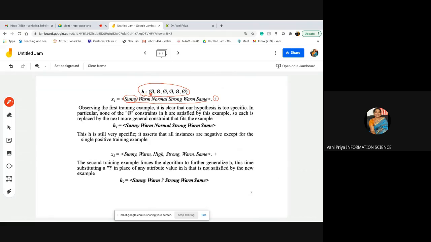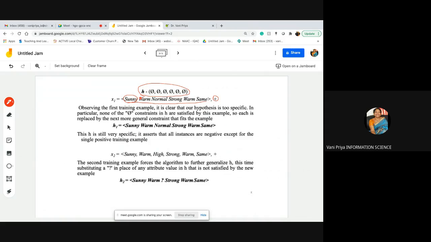Otherwise, if it is most specific and this is a specific value, then you have to change the hypothesis. That is the next more general constraint, that is H1. You are making it null for the most specific, and sunny will be written, and warm, normal, strong, warm and same will be written. And this is still specific.